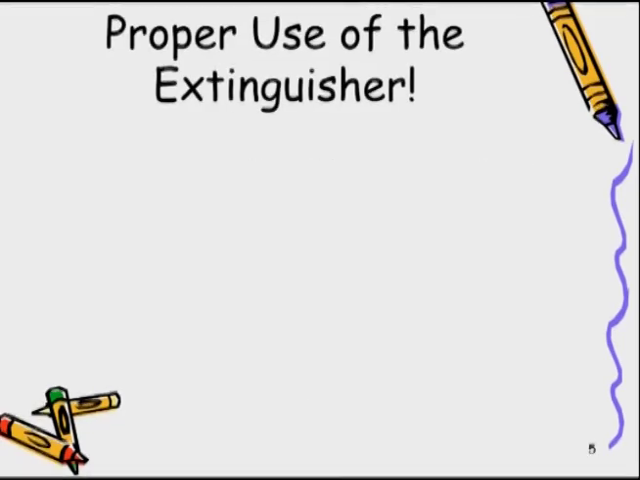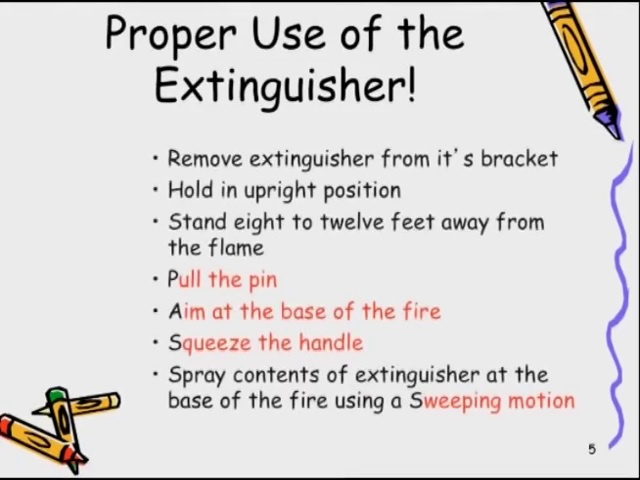On the proper use of an extinguisher. If or when you discover a fire or material smoldering, please follow this sequence for the appropriate way to use a fire extinguisher. Remove the extinguisher from its bracket. Hold the extinguisher in an upright position. Stand 8 to 12 feet away from the flame. Pull the pin. Aim at the base of the fire. Squeeze the handle. Spray contents of the extinguisher at the base of the fire using a sweeping motion. Think of the acronym PASS, P-A-S-S, for pull, aim, squeeze, and sweep.